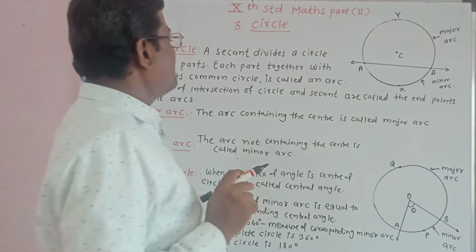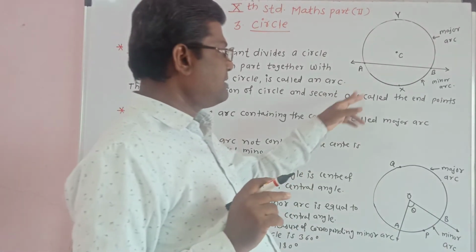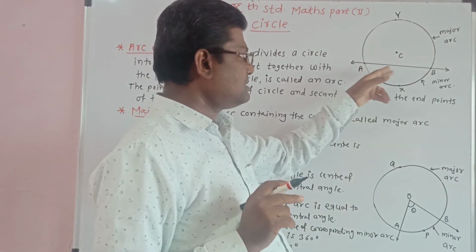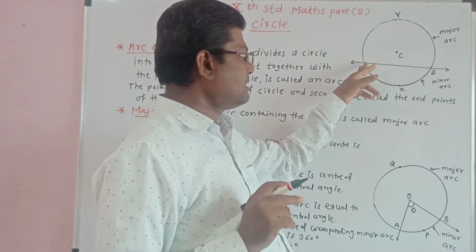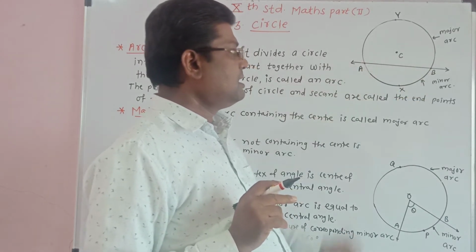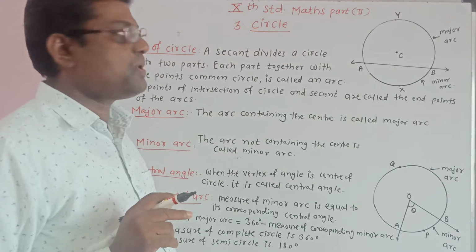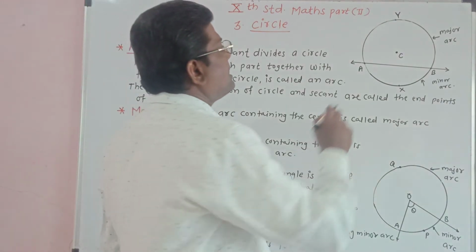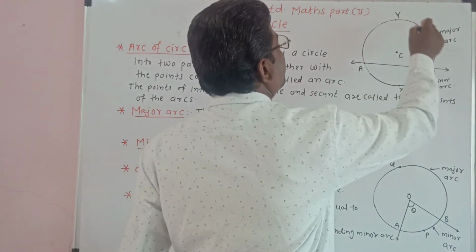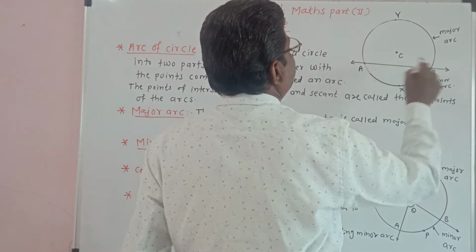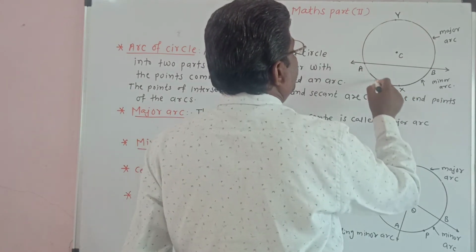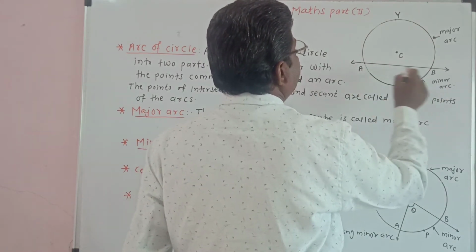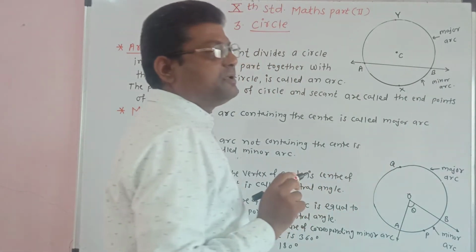The points of intersection of the circle and the secant, that is A and B, are the end points of an arc. So the end points of arc AYB are A and B, and also for the arc AXB, the end points are A and B.